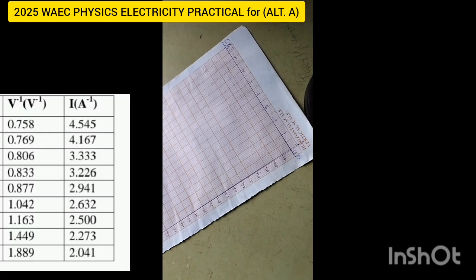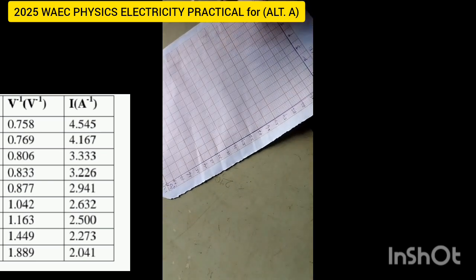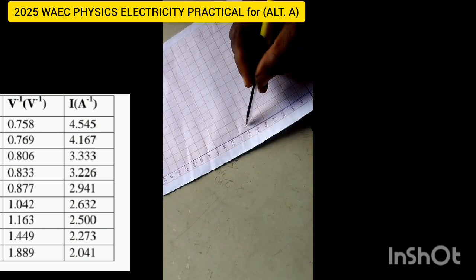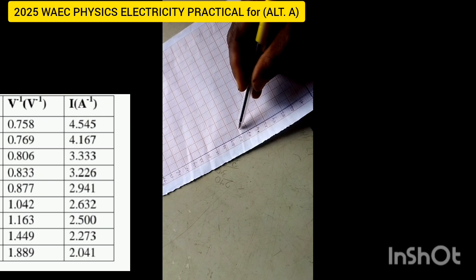Now the first one we have here, we are going to plot 0.76. You approximate it to 0.76 against 4.5. Now we have 0.7 here. Remember, from here to here, everything will be 2, 2. 0.7, 0.72, 0.74, 0.76, 0.78, 0.8.